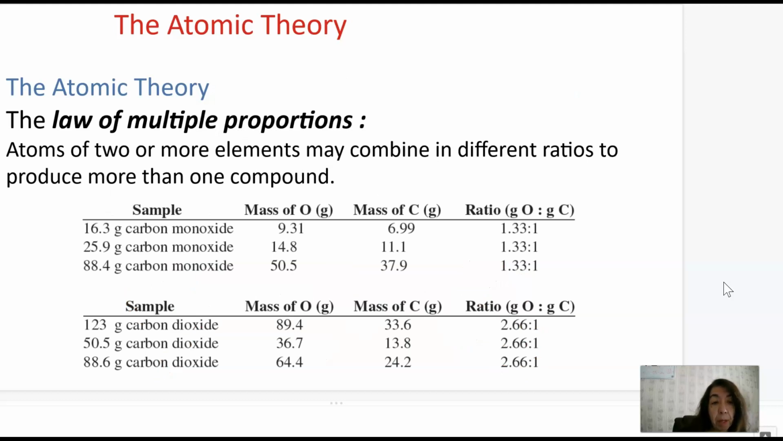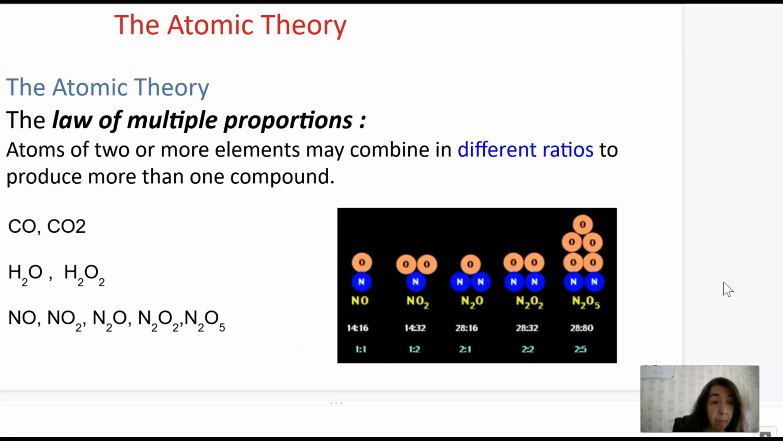So sometimes you have things come together in different proportions, and that is the law of multiple proportions. Atoms of two or more elements can combine in different ratios to make different compounds. So we just looked at carbon dioxide. You can also look at carbon monoxide. So now we only have carbon and one oxygen, and that ratio now is 1.33 to 1. So the atom ratio is 1 to 1, but the mass ratio is 1.33 to 1. And this is the law of multiple proportions.